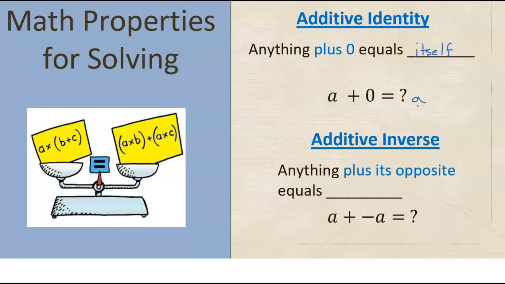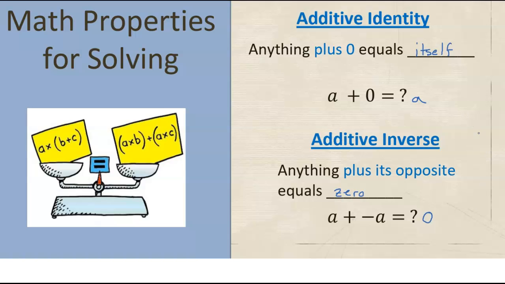So then we have this additional idea of an additive inverse. Anything plus its opposite equals what? A plus negative a, what will that equal? Well, that equals 0. Notice 0 is the additive identity, so this is sort of the inverse idea. We take any number plus its opposite, and we get the additive identity back.